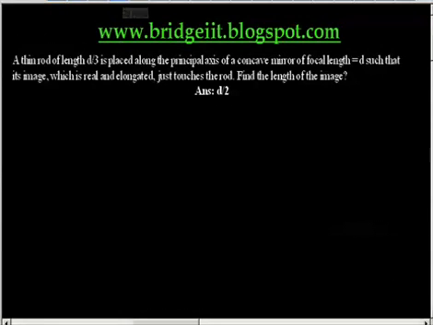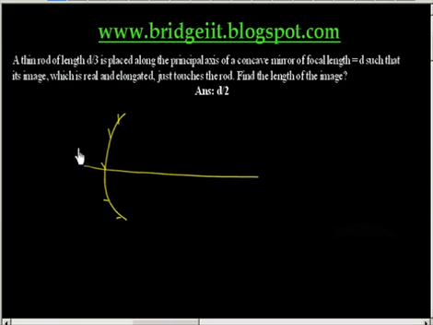Now let us discuss this problem. Before discussing this, let us discuss one aspect. So you have a concave mirror and this mirror is given to you. Now this is the principal axis of the mirror.